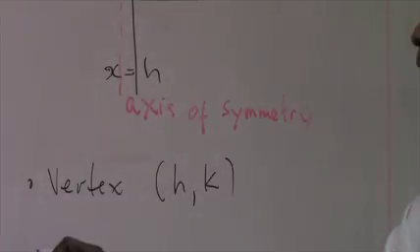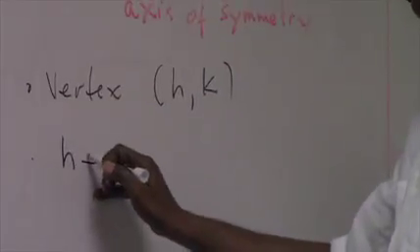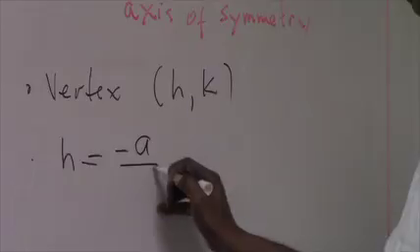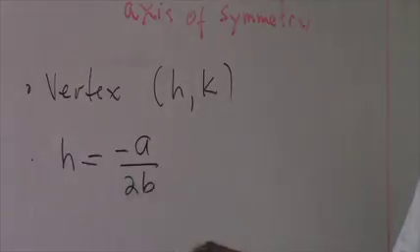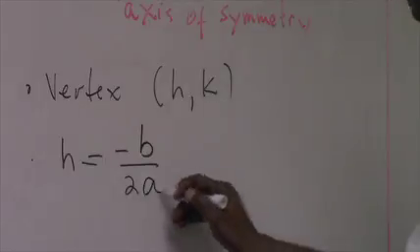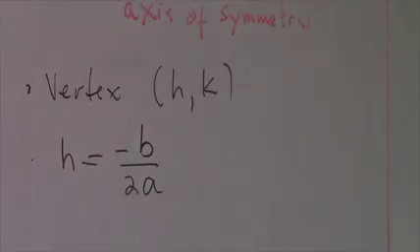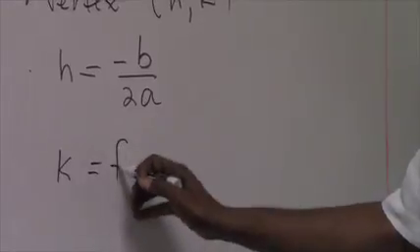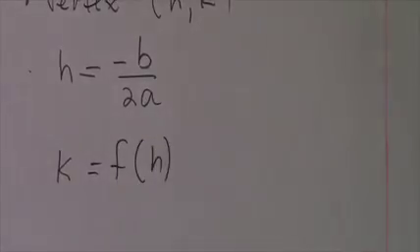Now, to find the value of h, there is a formula. Once the equation is in that form, h is equal to negative b over 2a, where a and b are the coefficients, the real numbers in the formula. Once you know h, you can find k: k will be equal to f of the value of h. That will give you the vertex.